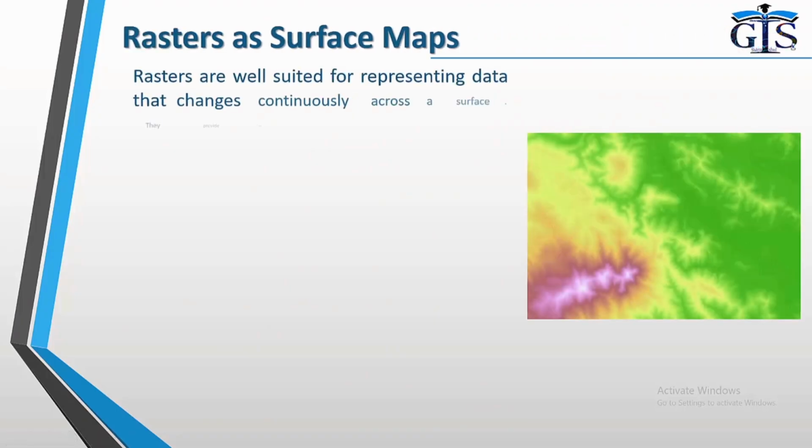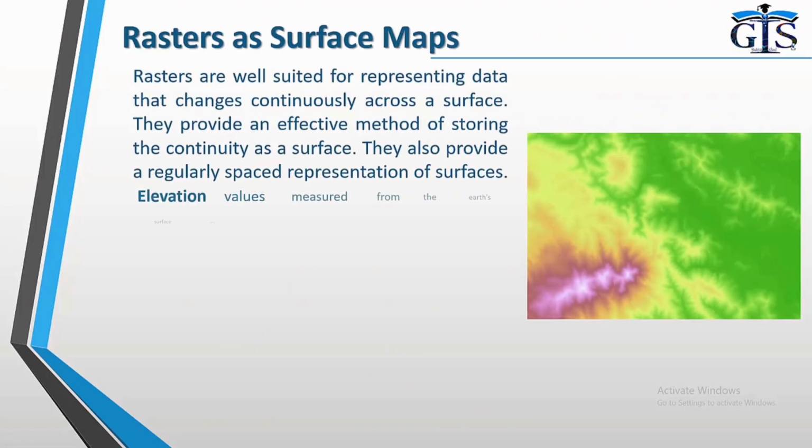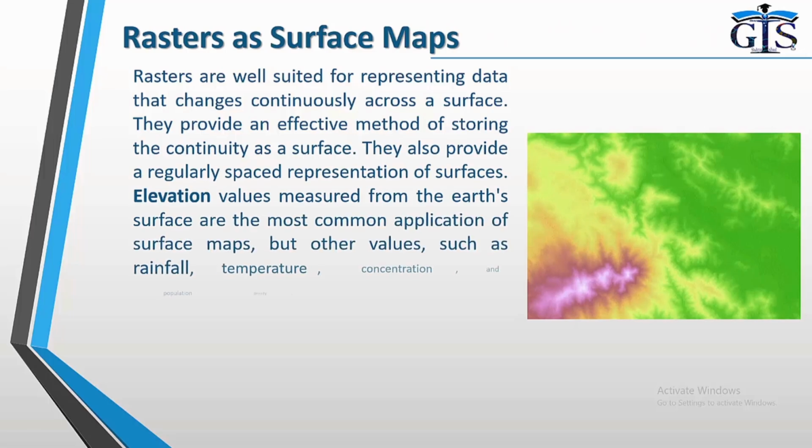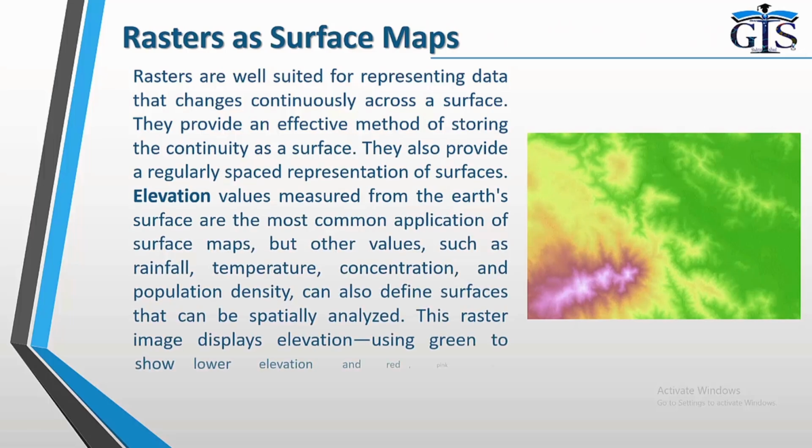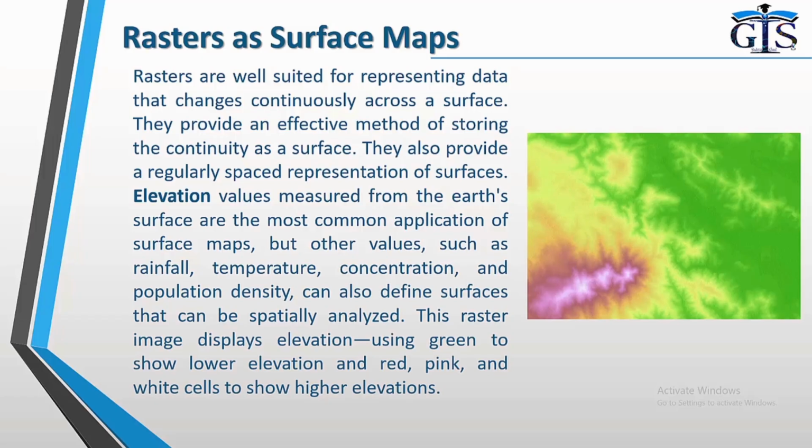Rasters as a surface map. Rasters are well suited for representing data that change continuously across a surface. They provide an effective method of storing the continuity as a surface. They also provide a regularly spaced representation of surfaces. Elevation values measured from the Earth's surface are the most common application of surface map. But other values such as rainfall, temperature, concentration, and population density can also define surfaces that can be spatially analyzed.